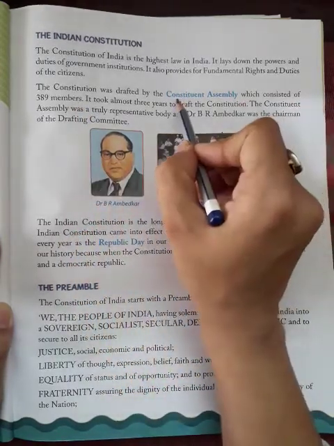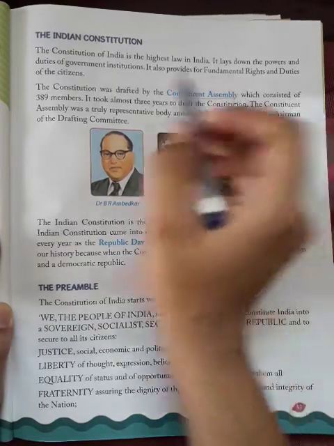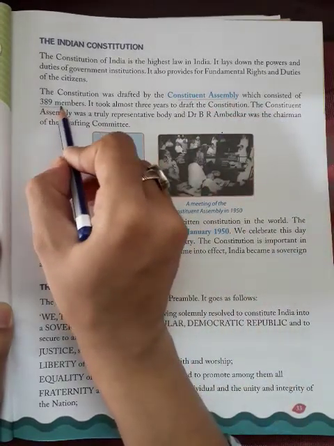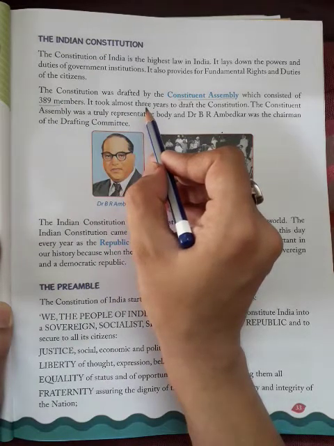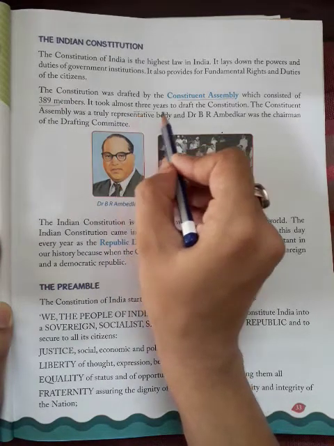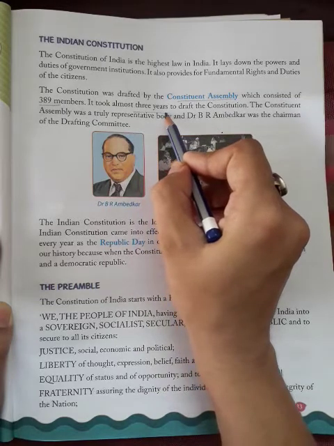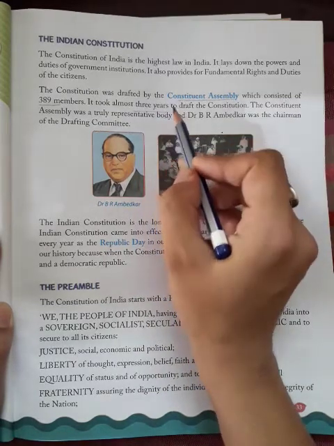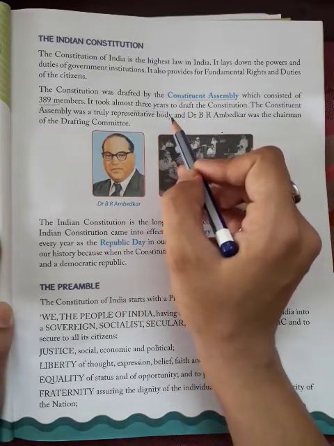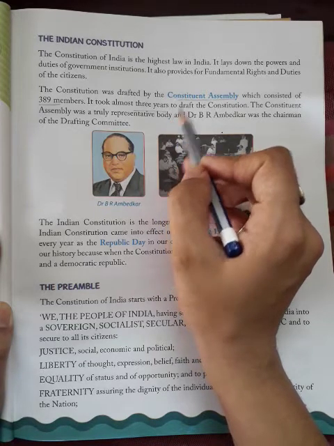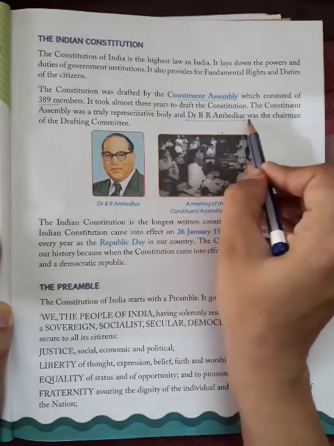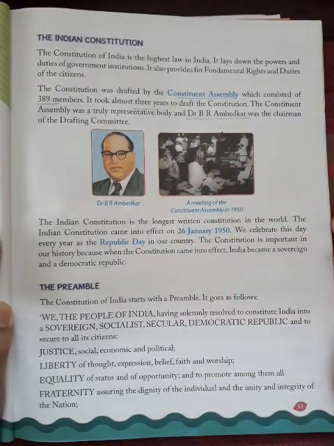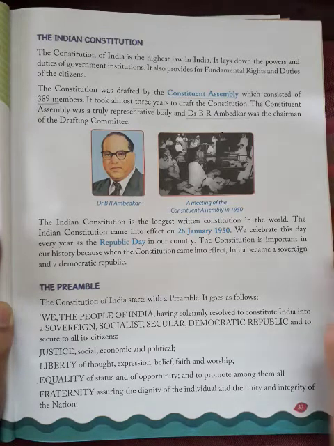These are a few important things that you need to remember. Who drafted the constitution? Constituent Assembly. How many members were there? 389. How much time did this committee take to prepare the constitution? 3 years. And who was the head of this committee? Who was the head of this Constituent Assembly? That was Dr. B.R. Ambedkar. Okay. Let us proceed.